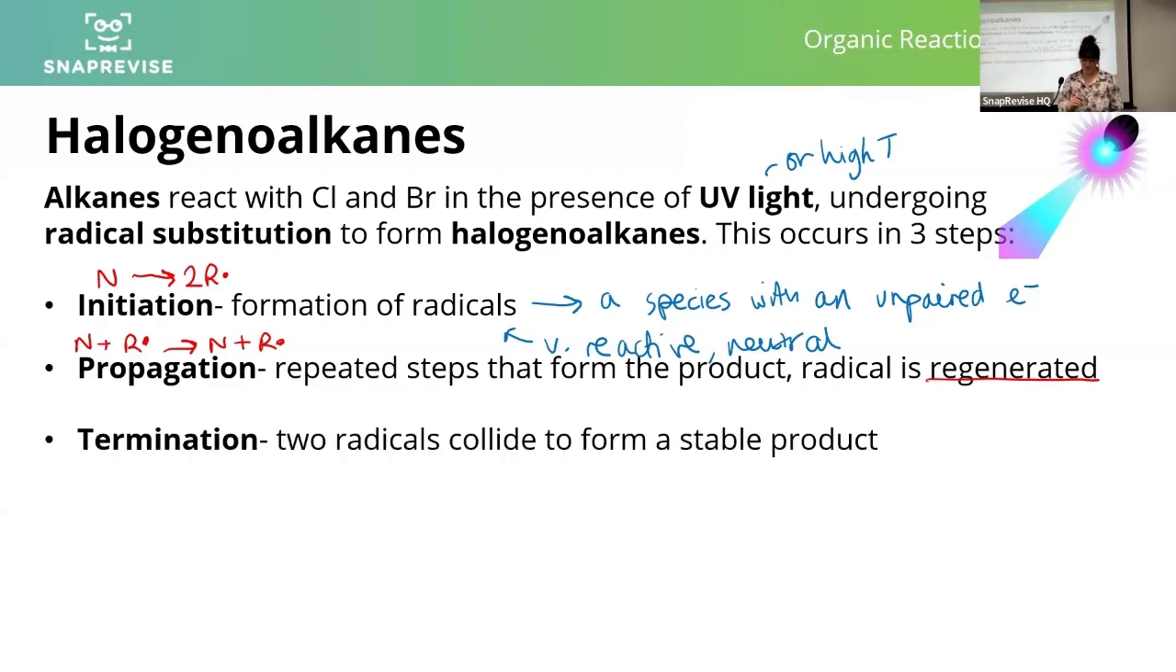And then also a termination step or termination steps. This is where we start with 2 radicals and we create a normal species. 2 radicals collide to form a stable product. The stable product must have no unpaired electrons.